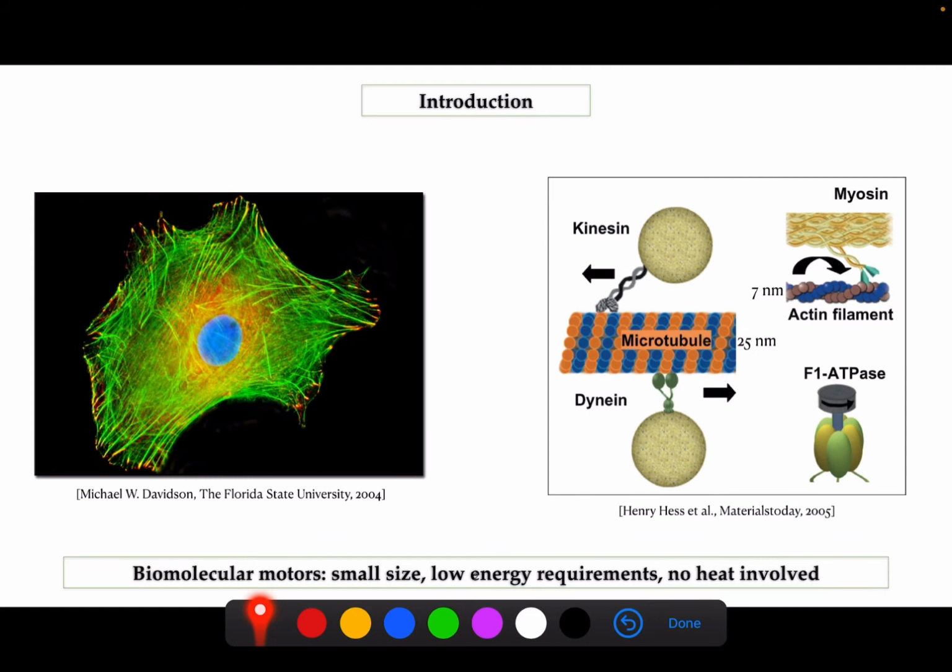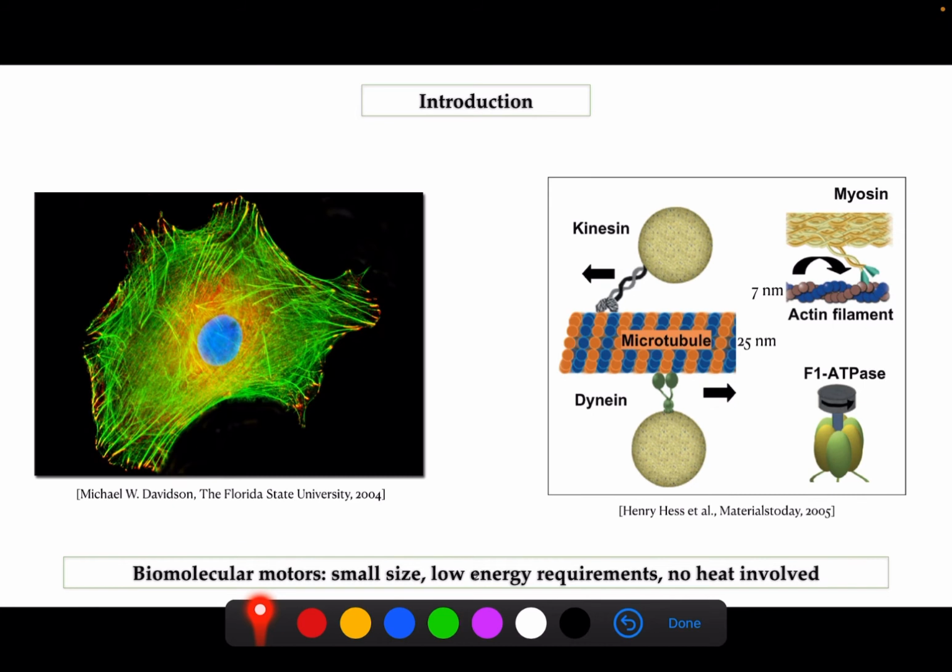The figure on the right shows the motor proteins and filaments that facilitate movement, force generation, and the structure of the cell. The microtubule filament is around 25 nanometers. Kinesin and dynein transport materials by walking on a microtubule but towards the opposite direction to each other.